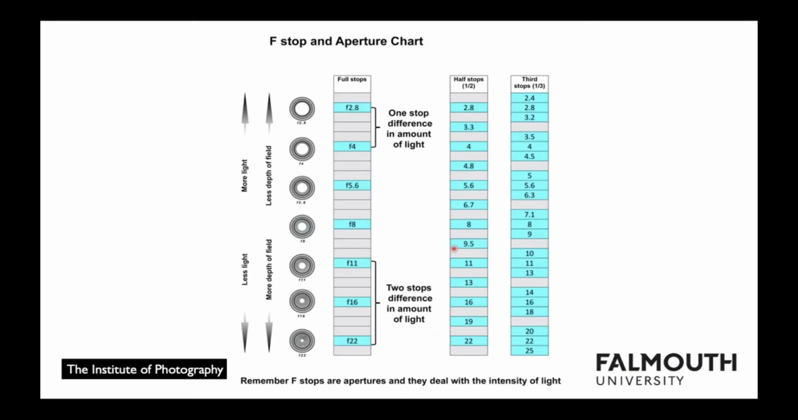And I've done this chart to give you some information about third stop increments. Everyone always knows or should know the full stops: 2.8, 4, 5.6 and 8. And people think they have to use these f-stop numbers, when in reality they don't. They can use any of these that are found on your digital SLR, as long as it's letting in the right amount of light. You can use 7.1, 6.3, it doesn't matter.